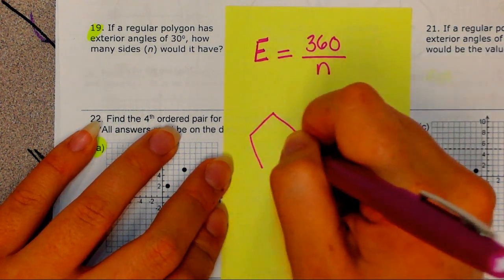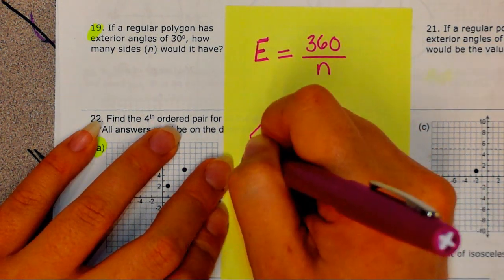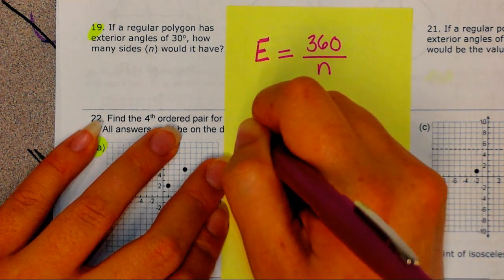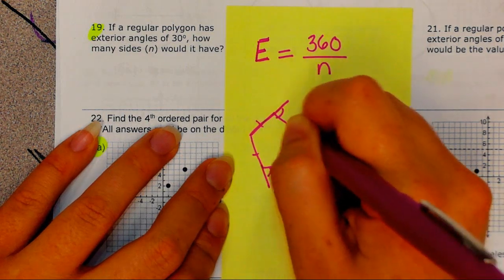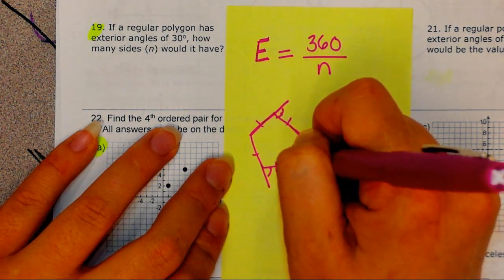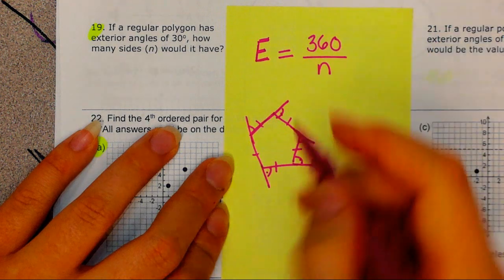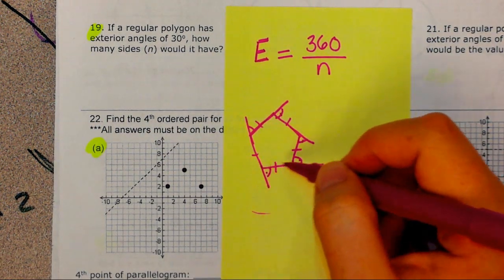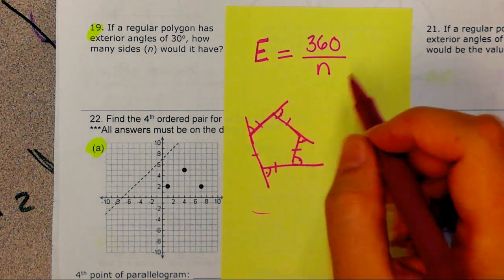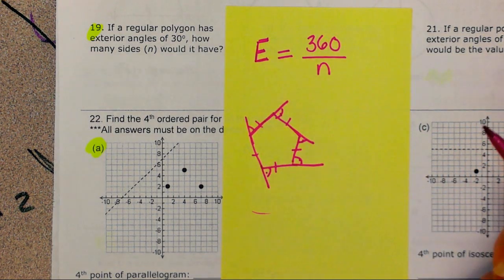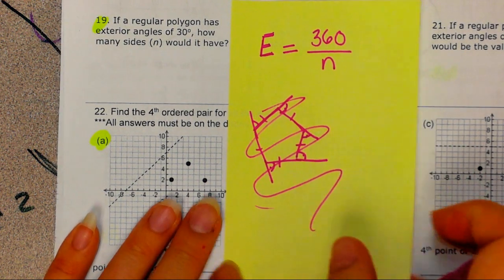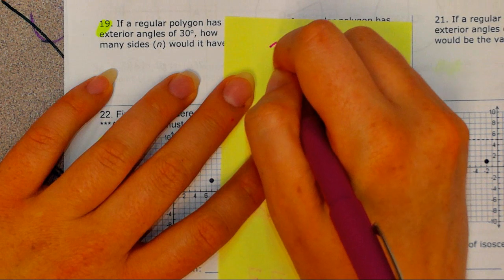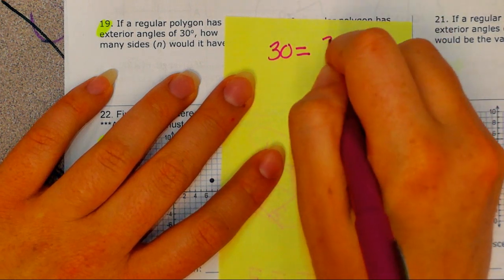Since, for example, if I had a regular pentagon, it's going to have 5 exterior angles, 1, 2, 3, 4, 5, okay? And I know that the sum of all exterior angles is 360, so 360 divided by 5 would give me what 1 was. All right, now in this problem, though, we're actually given the exterior angle.